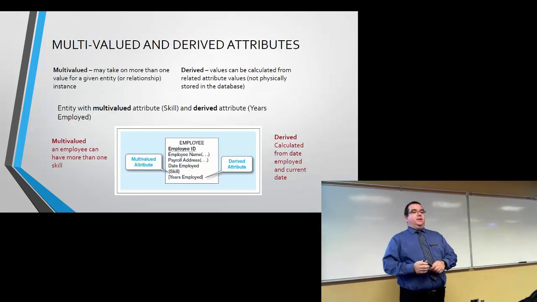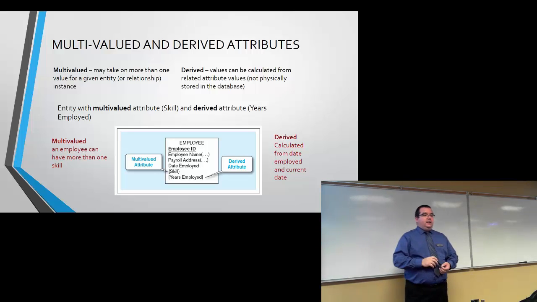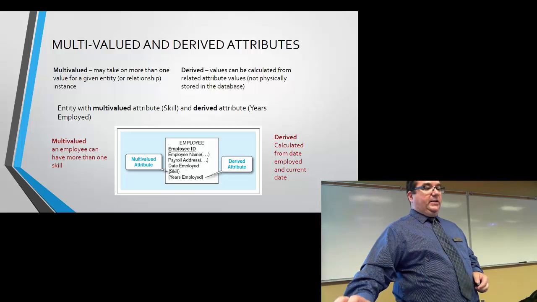All right. Then you have multi-valued and derived attributes. A multi-valued attribute is an attribute that can have one or more values. Normally you use a drop-down, but they can have more than one skill. I'll discuss what you do with those later. And then you have derived attributes. I already covered that in detail, so I don't think I need to go back through it again.